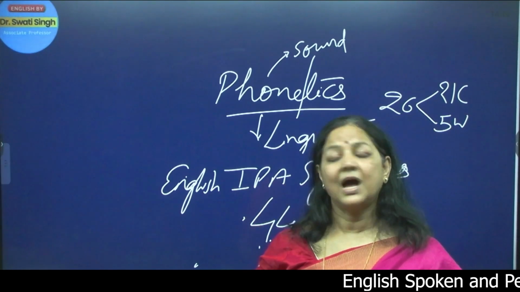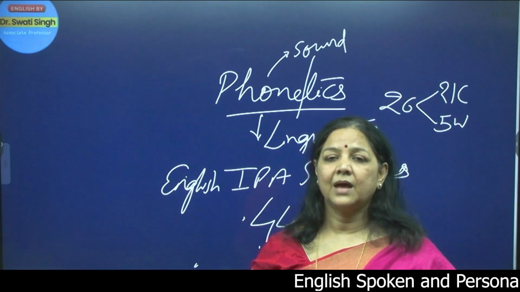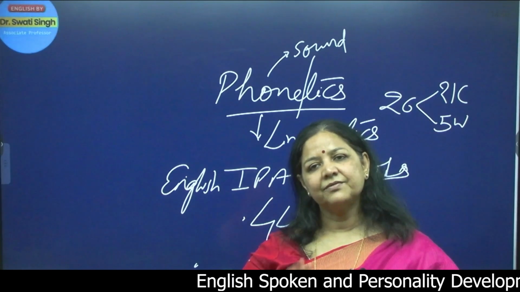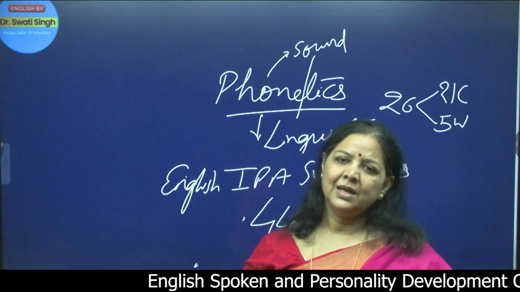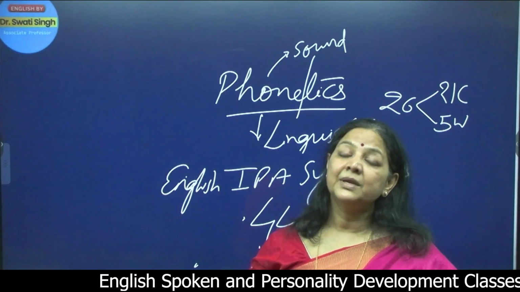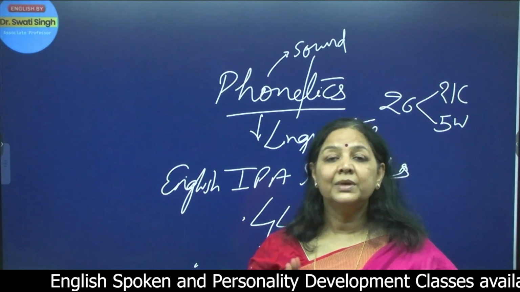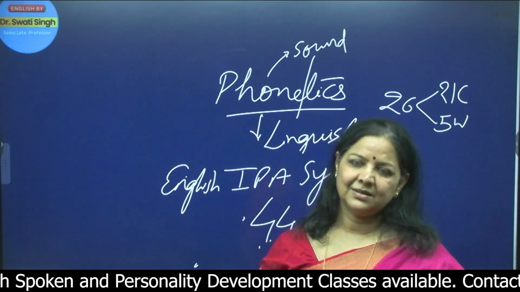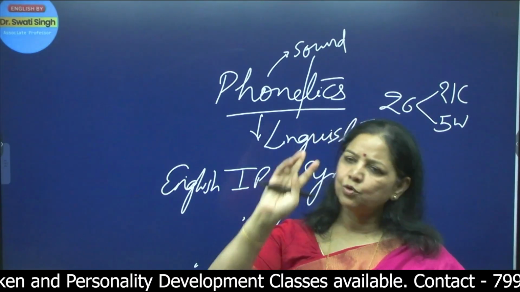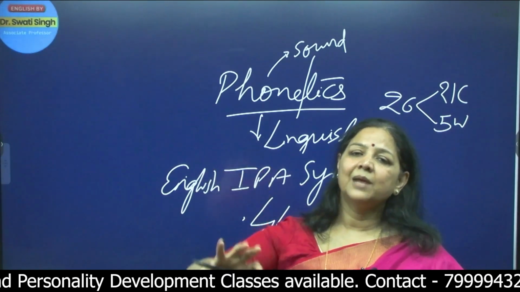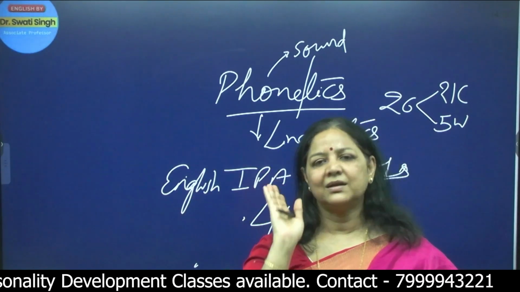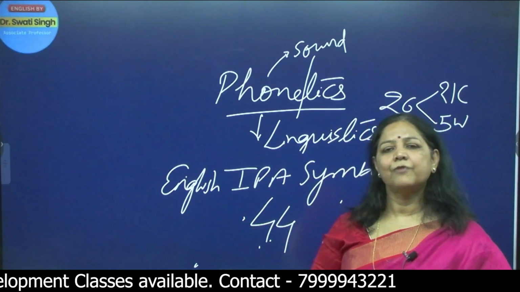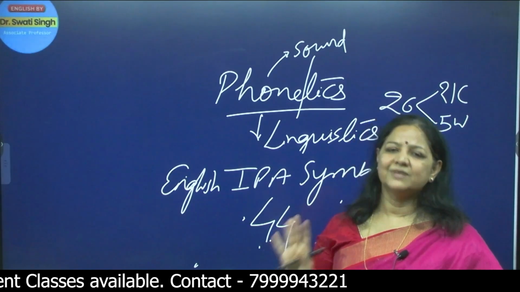For example, I was giving you man, admi, right? Every language has its own vocabulary for man. But the common and universal name for man is Homo sapiens. Everyone would understand because Homo sapiens is a common name universally, used for man. Similarly, English IPA symbols are common and recognized universally.